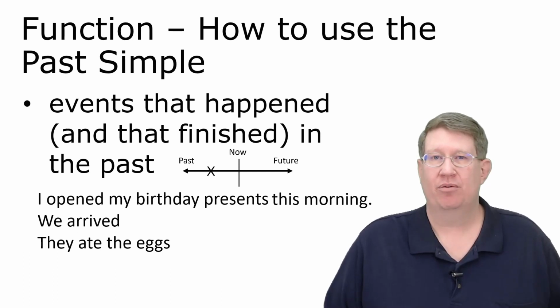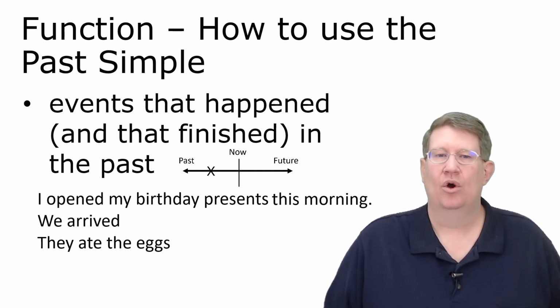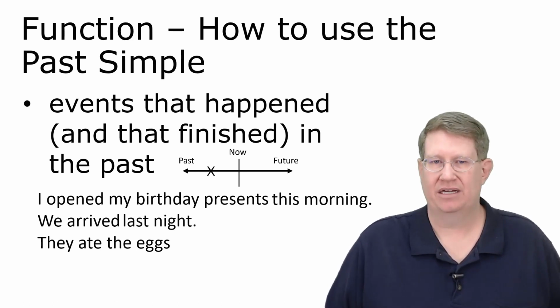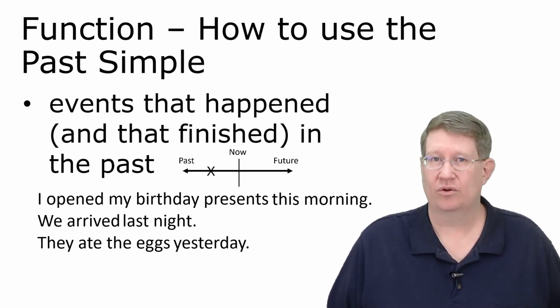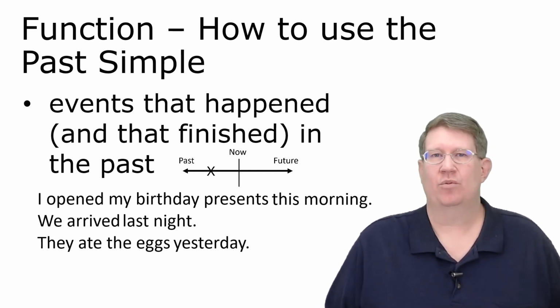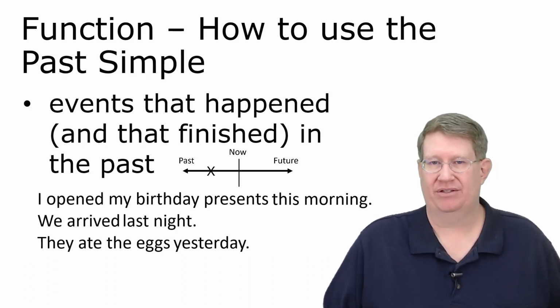I opened my birthday presents this morning. This morning is now over. We arrived last night. Last night is obviously over. They ate the eggs yesterday. Yesterday is also obviously over. So again, we use the past simple for actions that are in the past and that finished in the past.